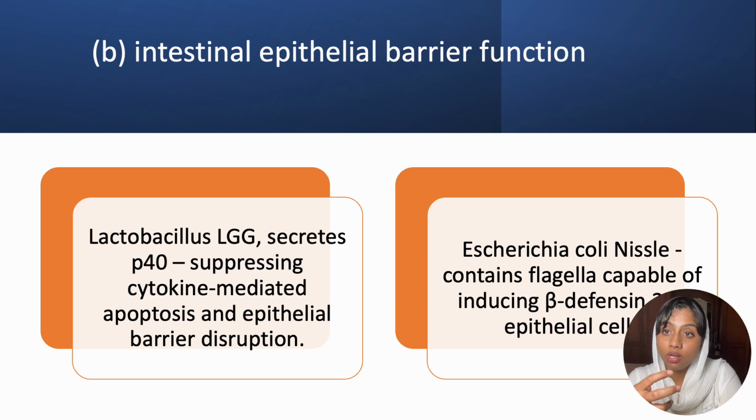And the second one is E. coli, which contains flagella, which induce beta defensin 2 in the epithelial cells. So they actually provide immune protection. This is the mechanism by which they help to provide a barrier function. So this again is a part of providing immunity to us.